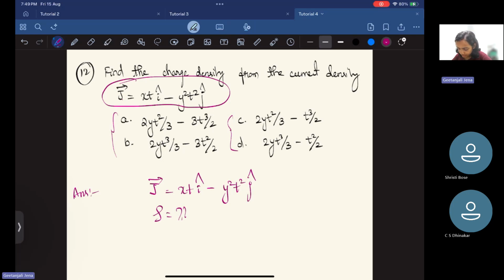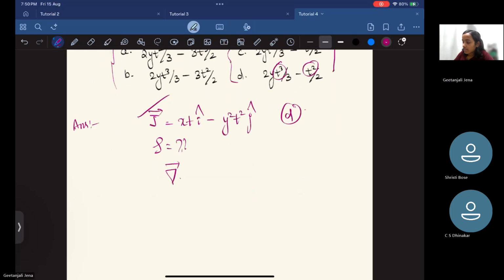Option C. No, the answer is option D. I think you have swapped this t square with t cube, because these are somewhat similar, only the t square is here and t cube is here. Yes, option D.